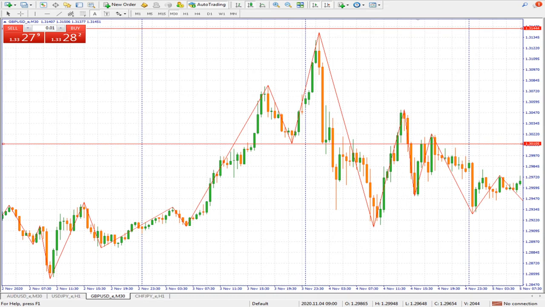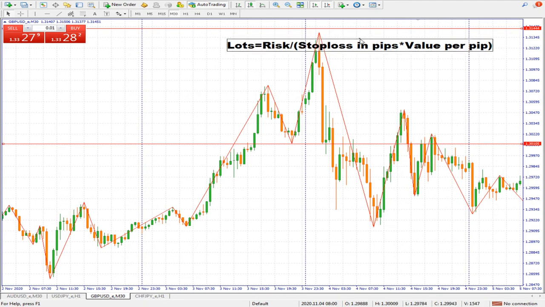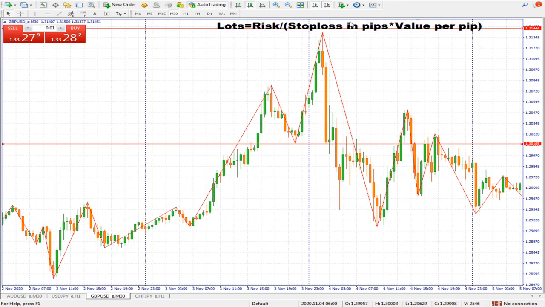This risk is the amount of money which you expect to risk in any given trade. So if you enter a trade now, the amount of money which you expect to be risking is known as the risk. Then the next thing, you divide that by stop loss in pips, times value per pip for that currency or that symbol. So this is the formula. This is the correct formula that anytime you are doing intraday trading, you need to have at hand.